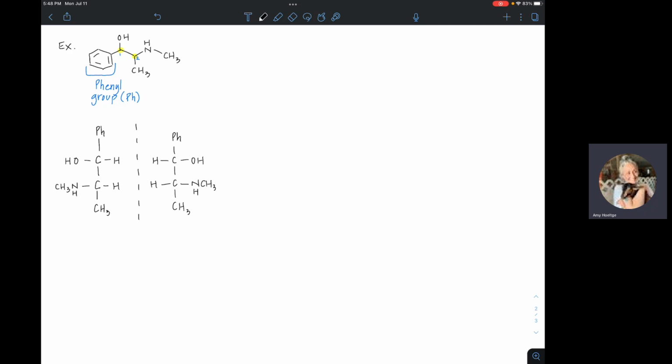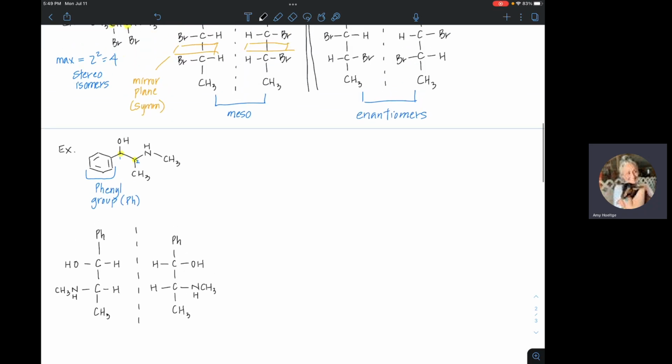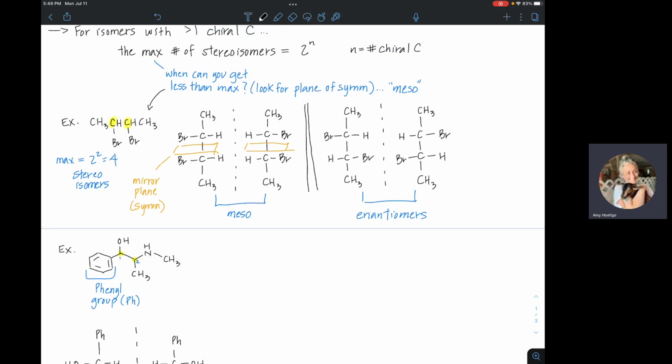The maximum number of enantiomeric pairs is going to be equal to your 2 to the n, so the maximum number of stereoisomers that you have divided by 2, right? So up here, if that wasn't a meso compound, I would have had 2 pairs of enantiomers, right? And so the maximum number of enantiomeric pairs would have been the number of stereoisomers divided by 2. In this particular case, we had a meso compound because we had a plane of symmetry. So that knocks out one of those stereoisomers as being unique. So we say we have meso compounds and one enantiomeric pair.